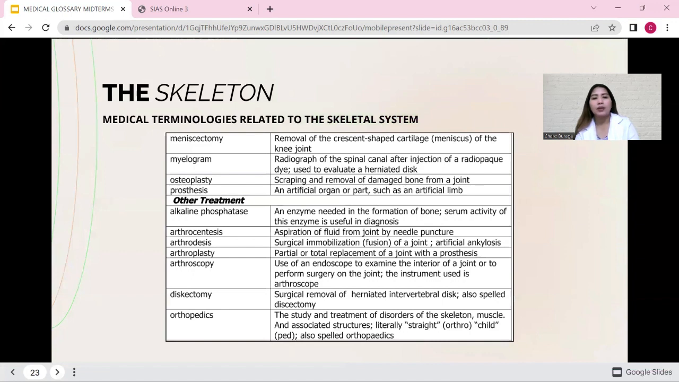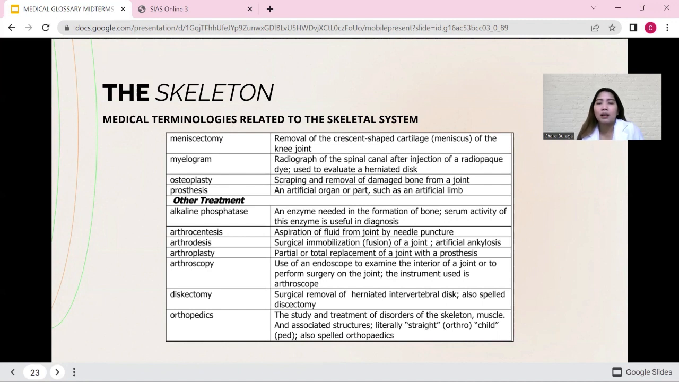Okay. The meniscectomy, removal naman siya ng crescent-shaped cartilage or the meniscus. Tinatanggal ang meniscus. The removal of the meniscus of the knee joint. Okay? Meniscectomy. The myelogram, it is the radiograph of the spinal canal after injection of what? Radiopaque. Ang myelogram, basta magkita kayong gram ng ganyan, merong radiopaque dye na ini-inject muna. Merong mga nursing precautions na ginagawa, but hindi naman na natin cover yun.